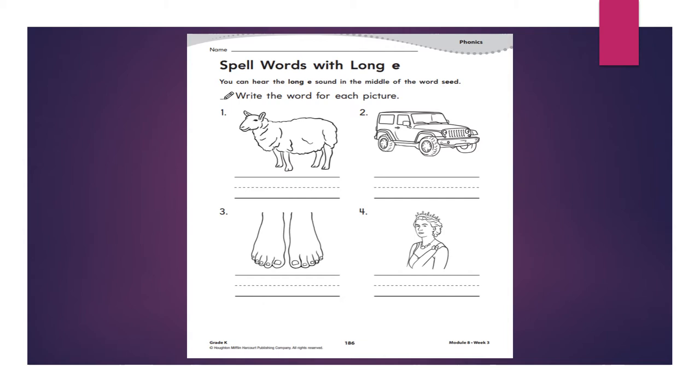The first one is a sheep. Number two is a jeep. Number three, toes. Or no, I'm sorry, feet. Number four is queen. So that one's waiting for you in Seesaw and in Google Classroom. We're going to go ahead and move on to our reading lesson. If you want to complete this worksheet now, you can just pause the video and start it again when you're ready.